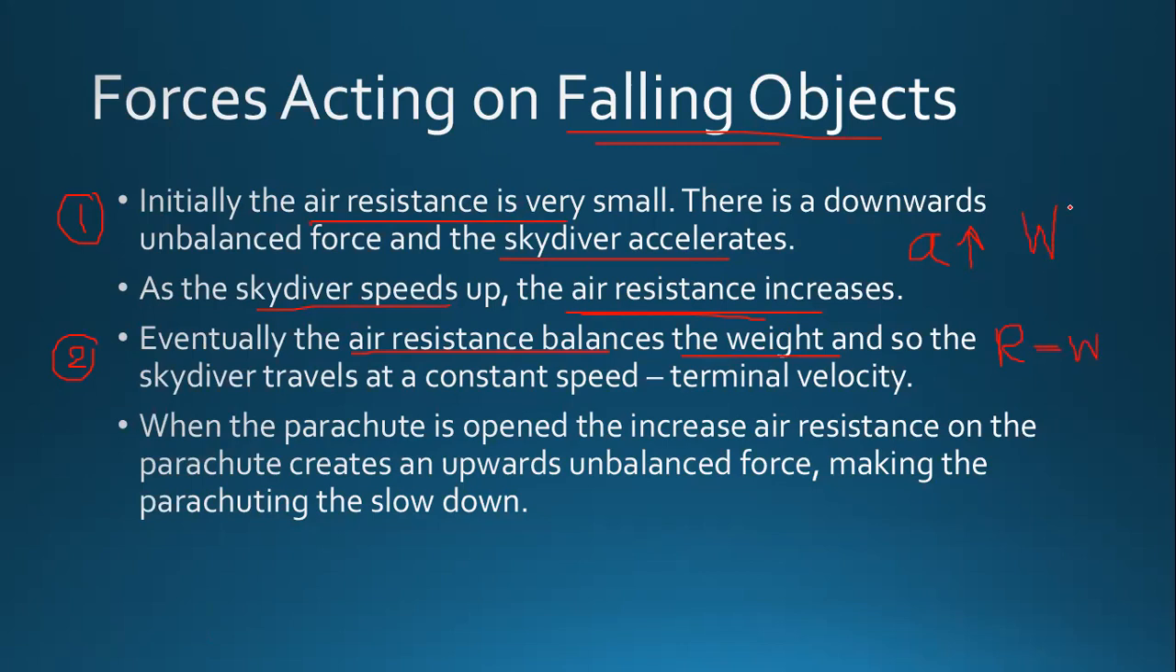यहाँ पे क्या था? Weight was greater than air resistance. और फिर जब दोनों air resistance और weight equal हो जाते हैं, उसकी वजह से क्या होता है? The skydiver travels at a constant speed or a terminal velocity. Then when the parachute is open, the increased air resistance on the parachute creates an upwards unbalanced force. अब जो आपके पास unbalanced force लग रही है, उसका resultant ऊपर है. Why? Because now air resistance is greater than weight, making the parachute to actually slow down. तो ये आपके पास तीन important scenarios हैं when we talk about a case of parachute and a free falling normal object.